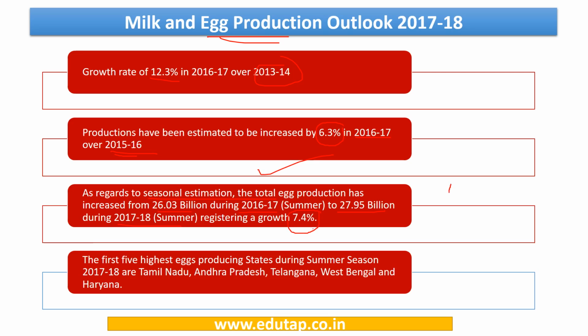So a growth of 4.7% for milk, and a kind of interchange of these digits here, that is 7.4% in the case of eggs. The highest egg producing states for the summer season of 2017-18 are Tamil Nadu, Andhra Pradesh, Telangana, West Bengal and Haryana.